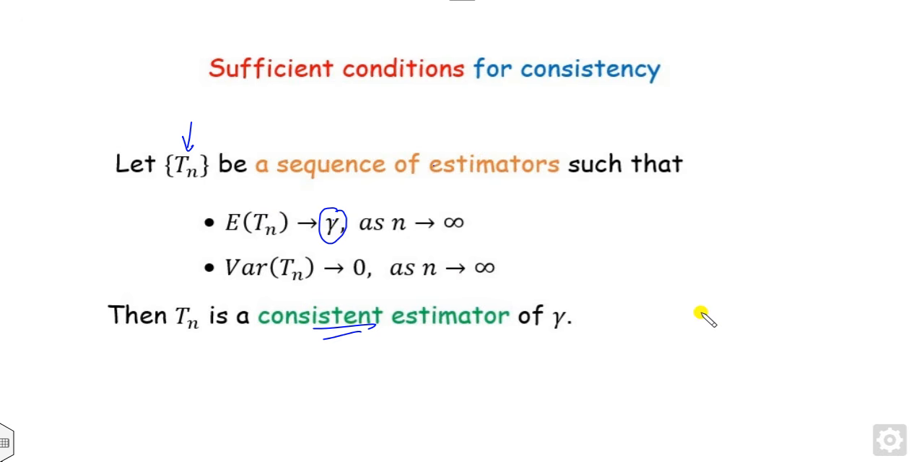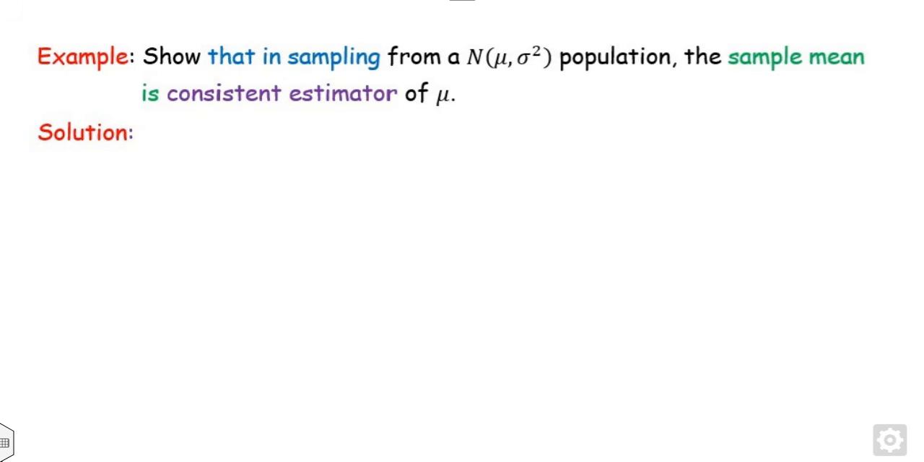So whenever a statement asks you to prove that an estimator is consistent, you have to satisfy these two properties. Take one example: show that in sampling from the normal distribution, the sample mean x bar is a consistent estimate. We can try to prove this with the help of two methods: one is the sufficient condition method, and the second is by definition. So let's discuss the first one with the help of the definition.